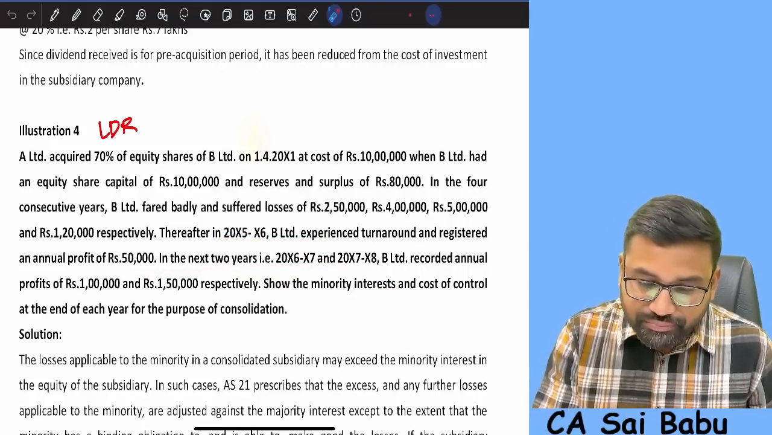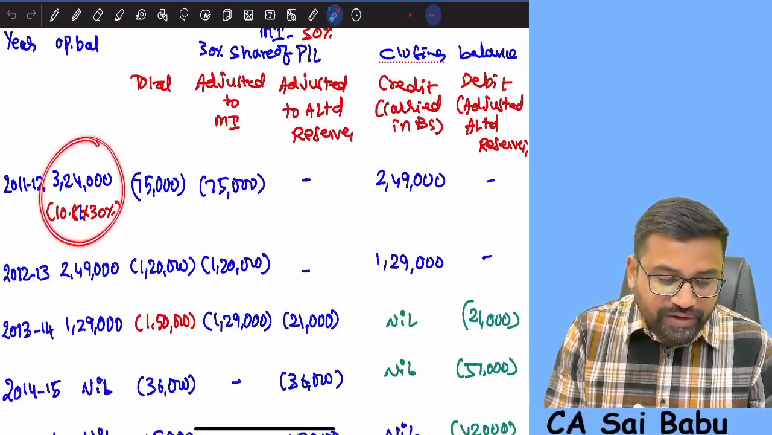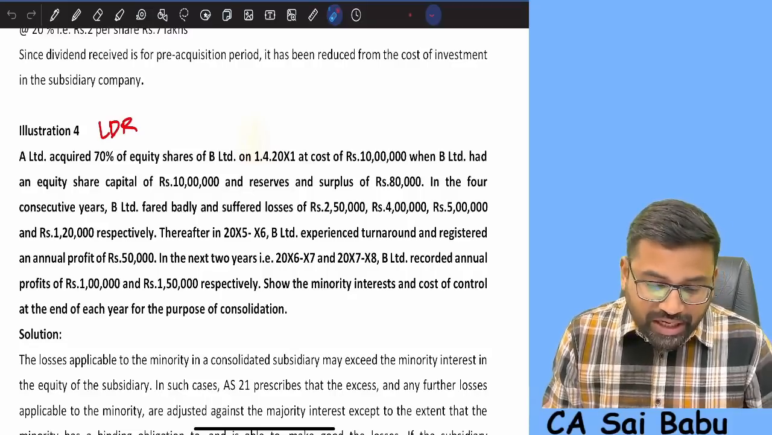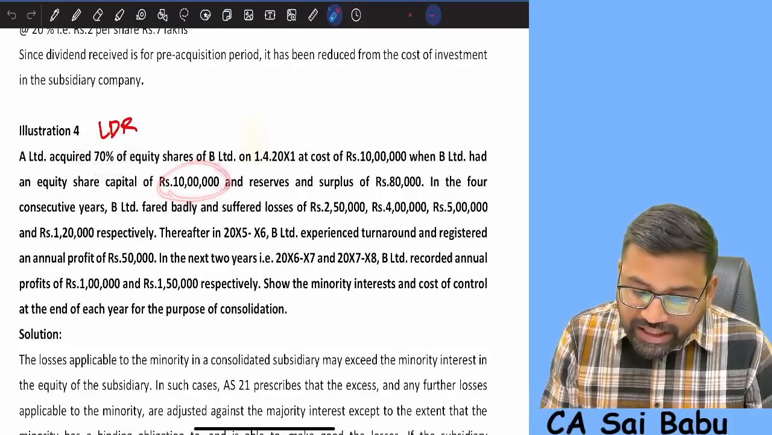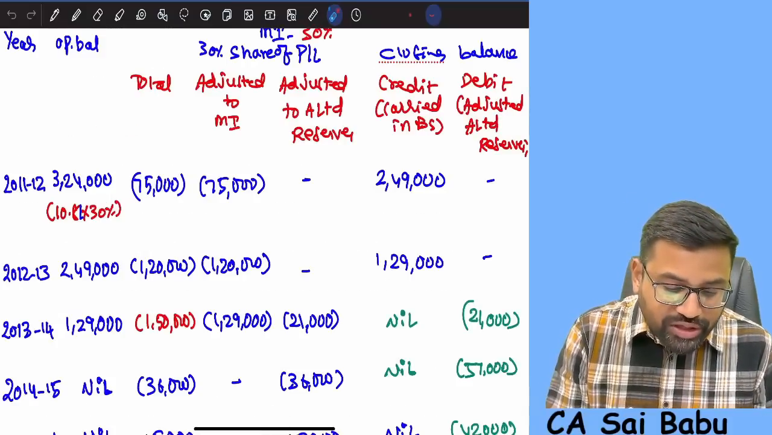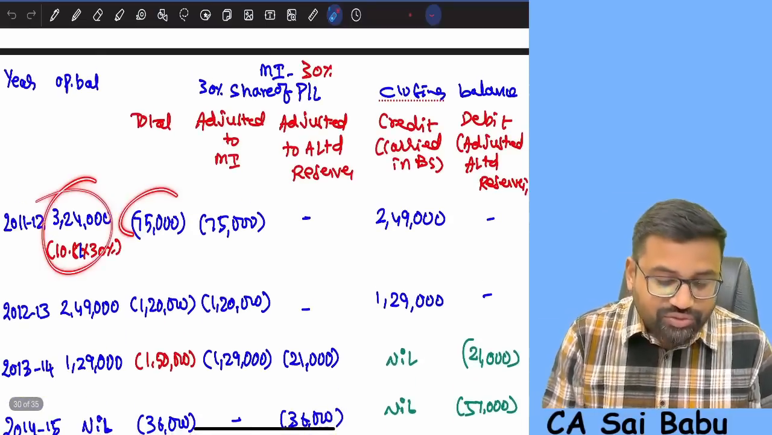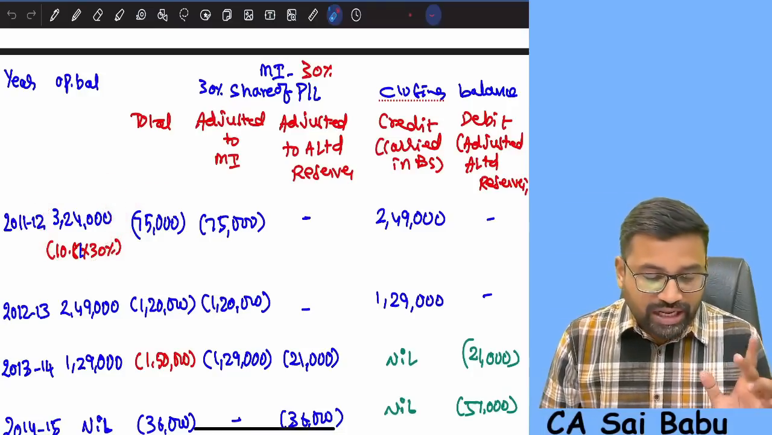Simple. See this. First, at the beginning, on the date of acquisition, that is on 1/4/2011, when the parent company acquired the subsidiary company, they acquired 70%. On that date, equity share capital 10 lakhs, reserves and surplus 80, total 10.8. In this 10.8, the minority shareholders' share is 30%. Therefore, minority interest at the beginning is how much? 3,24,000. Minority interest on the date of acquisition 3,24,000.